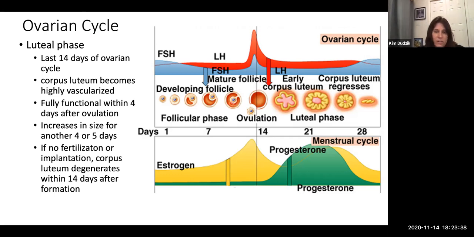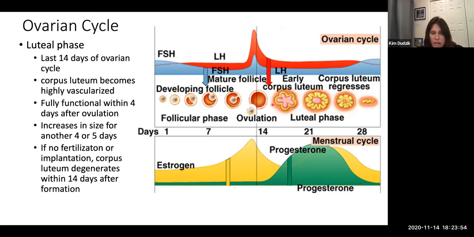So the follicular phase was the development of the follicle. Well, the follicle that gets left after ovulation becomes the corpus luteum. So that's our luteal phase. So these are about the last 14 days of the cycle.